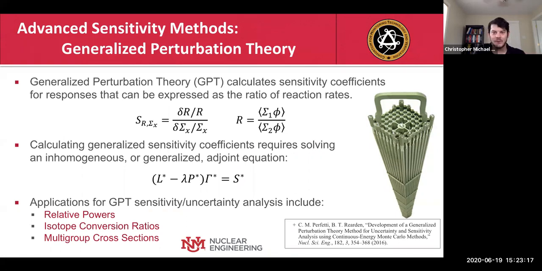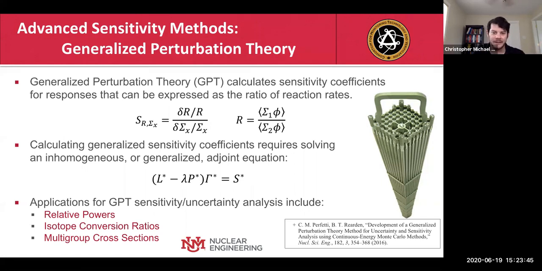So before this, we could only get sensitivities for eigenvalues, which is really helpful for criticality safety, but we couldn't get sensitivities for these reaction rates or these reaction rate ratios. So say you want to tweak a capture to fission ratio, say you want to figure out the uncertainty in a fuel pin's peaking factor, which is just relative power, or say you want to figure out the amount of uncertainty in some multi-group collapse cross-section. Before this work, you couldn't actually do that.